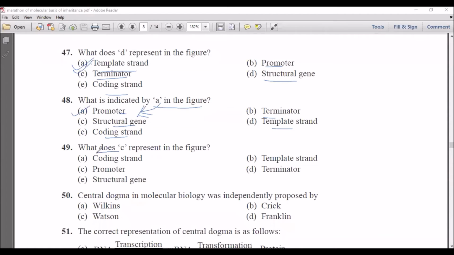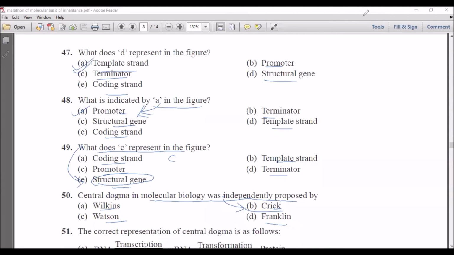Next question is, what does C represent in the figure? Coding strand, template strand, promoter, terminator, or structural gene. Now we know that C represents the structural gene. Central dogma in molecular biology was independently proposed by which scientists? Wilkins, Crick, Watson, and Franklin. We know that central dogma was proposed by scientist Crick.